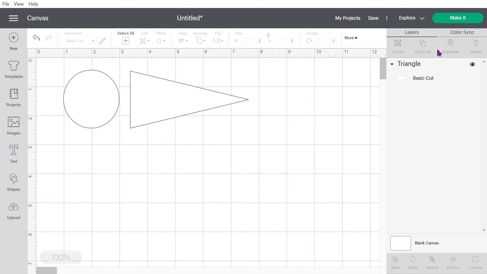Now, if you watched one of my earlier videos, the overall quick overview of Design Space, you would have learned that up here at the top, these are actions that affect whatever you're working with in the canvas only. They do not transfer over to the cut. So group, canvas only, doesn't affect how it's going to cut. Ungroup, canvas only, it's not going to affect the cut.